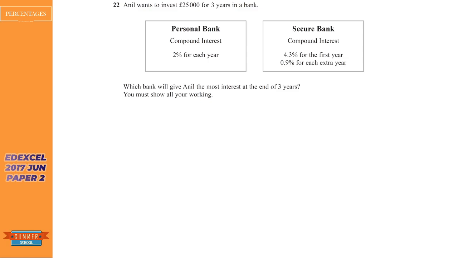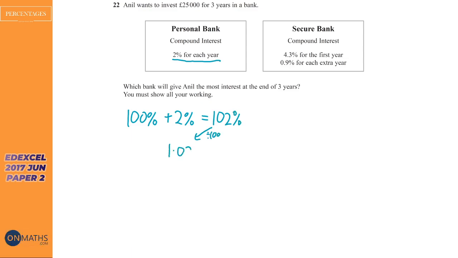So I'm going to start off with personal bank, and it says we've got 2% for each year. Now I don't need to worry about the amount or the time or anything to find the multiplier. All I do is I start off with 100%, and I always start off with 100%. I figure out what that 2% is going to do. Well, it's going to increase it by 2%, hopefully. And we'll end up with 102%. Now 102% is not a multiplier. A multiplier needs to be a decimal. So to make that a decimal, I divide it by 100, and there we go. That there is our multiplier.